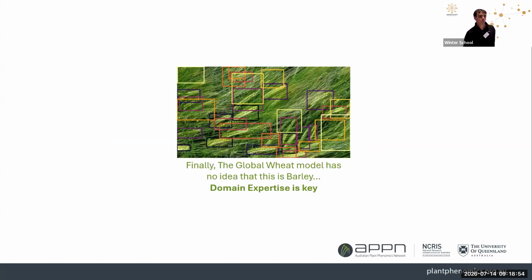So I applied the global wheat head model to this image. If anyone takes a look at it, they'll notice it's barley. So, it's always important to have domain expertise because it looks like it's working, but if you sent the cameraman to the wrong paddock, it's not much use. So, we always need to think about having expertise and people who really know what they're talking about in the field.